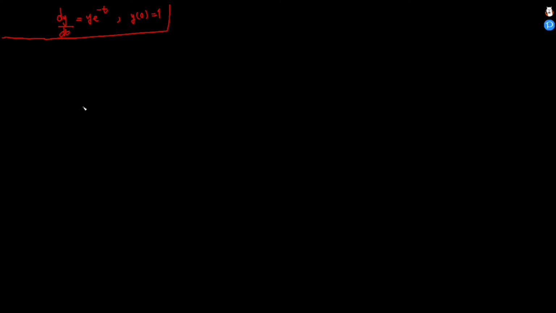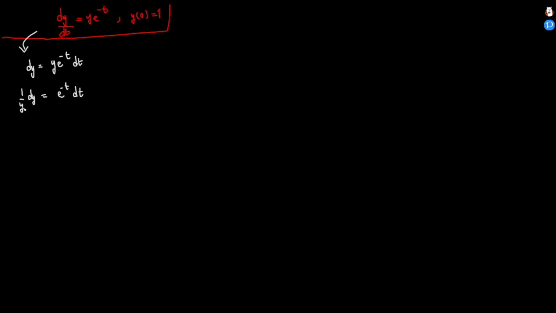Alright, so let's go ahead and solve this first order differential equation. First thing I'm going to do is rewrite this as dy equals y e to the minus t dt. Okay, and I'm going to bring this y onto the left. We get 1 over y dy equals e to the minus t dt.